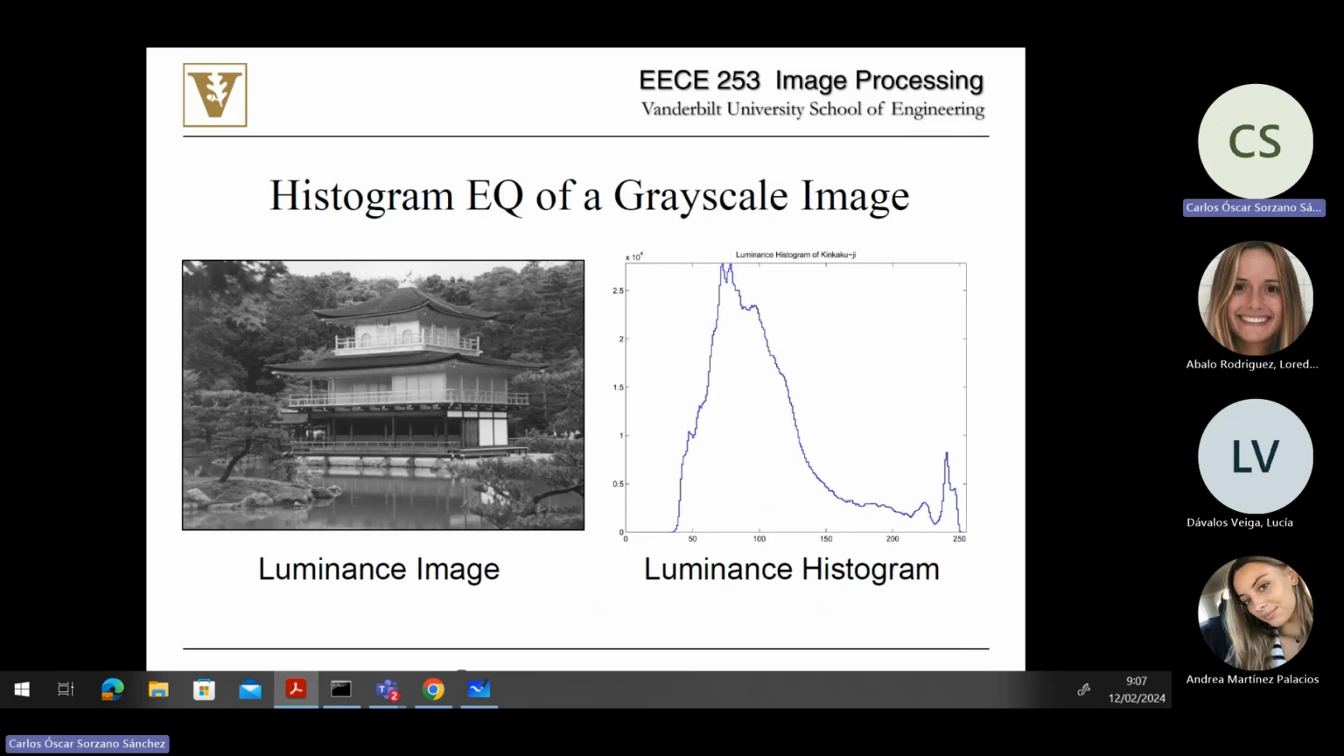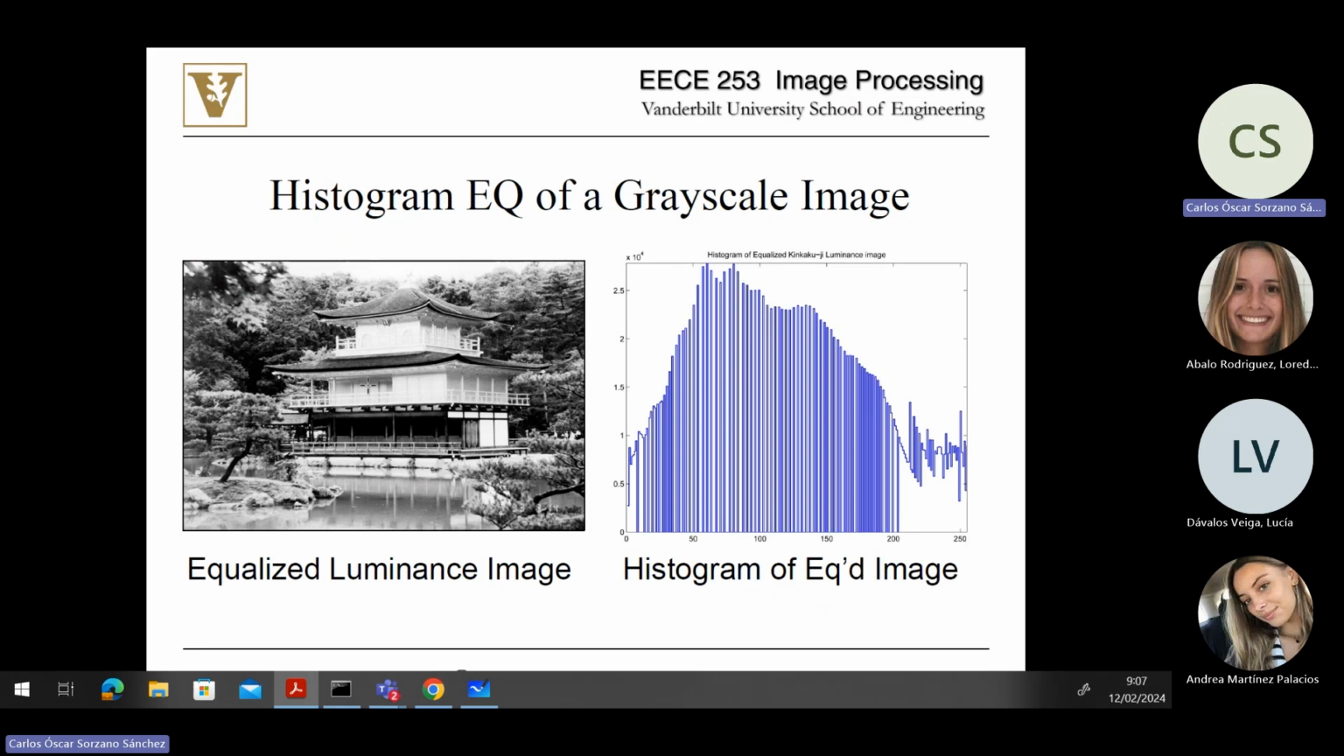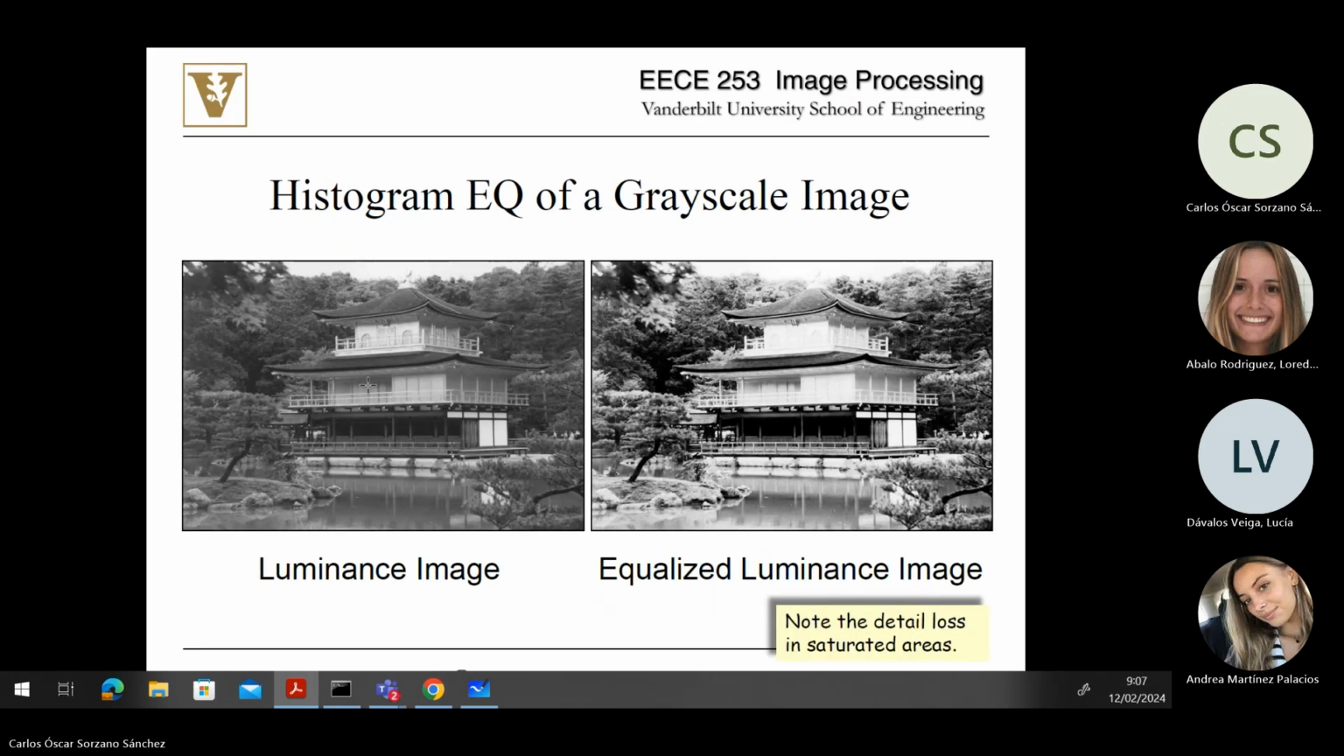Okay, so this was the luminance image. Before, we did it with the value, now with the luminance we can do it again. So it is the same process. You compute the CDF, then you multiply by 255, and then you apply. This is what we get. And here we get the two: luminance and equalized luminance image.